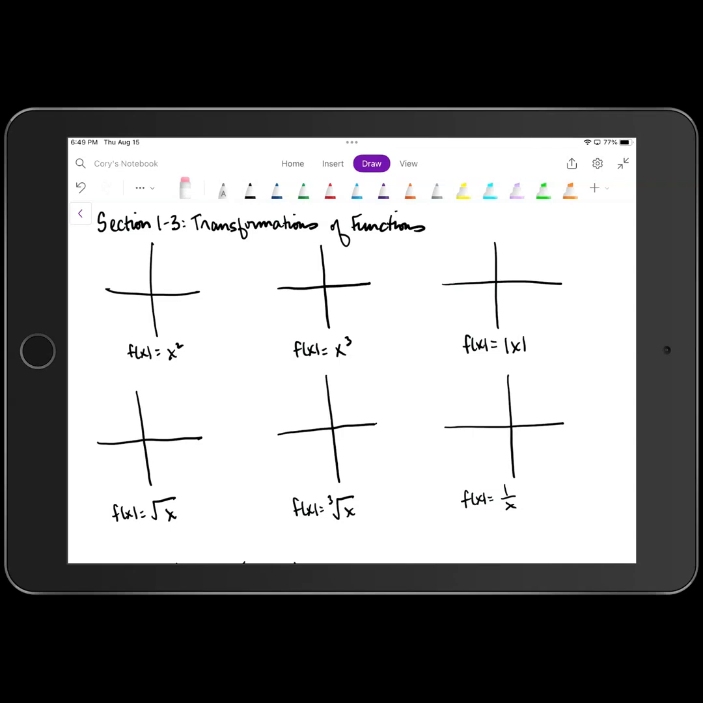Okay, so we're going to go ahead and go over our next lesson from section 1-3 on transformations of functions. Before we get started, I want you guys to sketch the graphs of these six functions down below. I want a really quick sketch of the graph. I don't want you plotting points. I want you to knock these sketches out in like 2 seconds apiece. Go ahead and pause the video while you do that, and then whenever you're done, unpause, and we will take a look at these graphs.